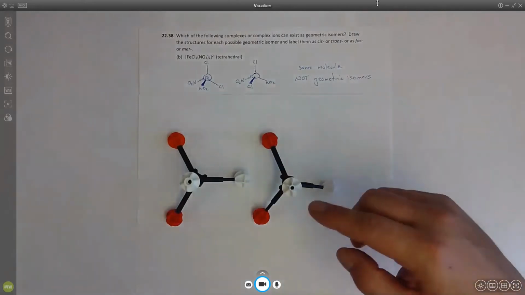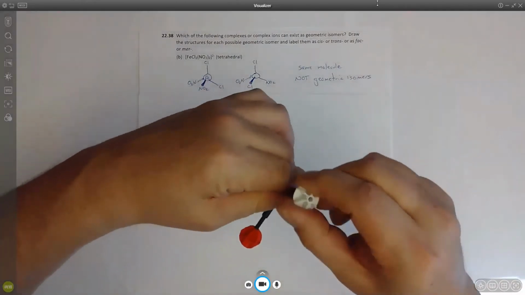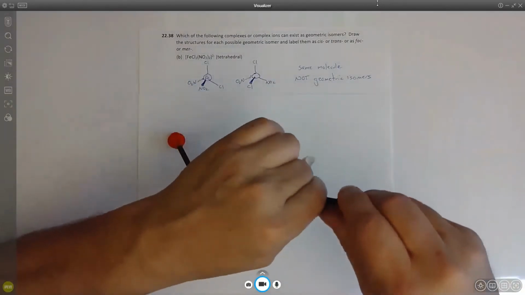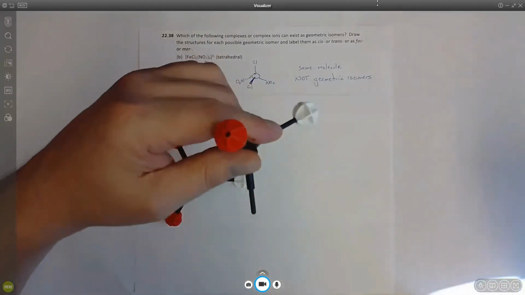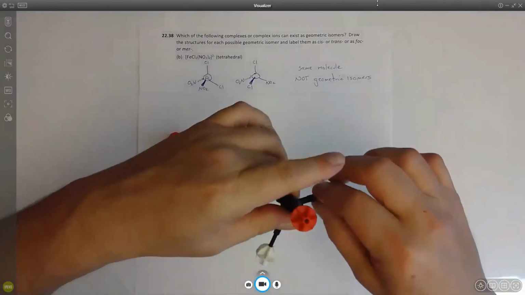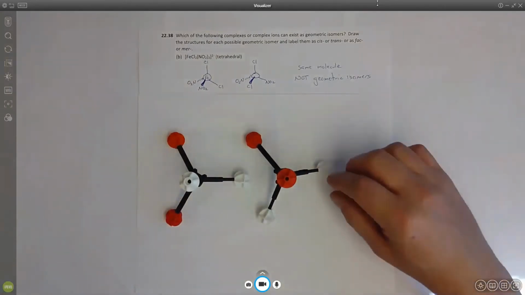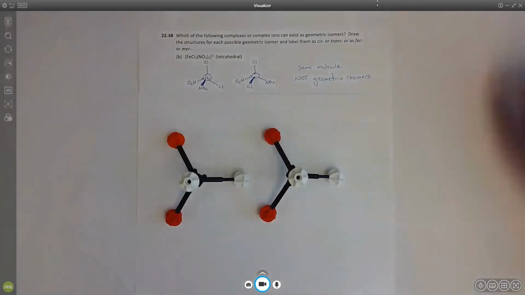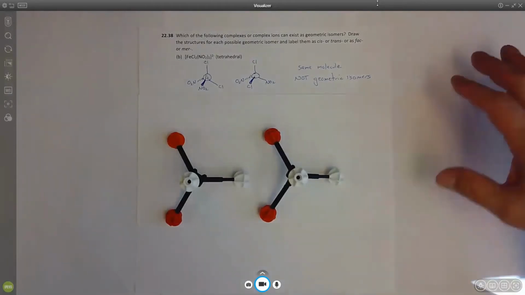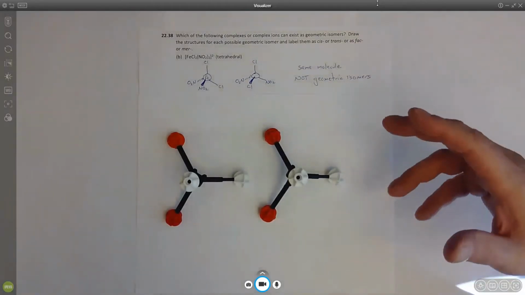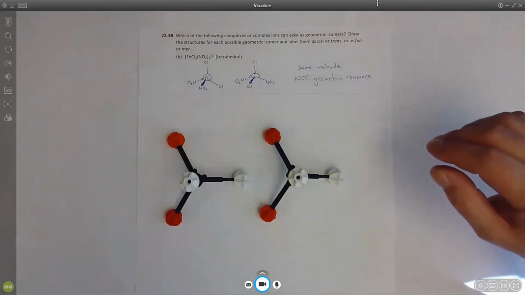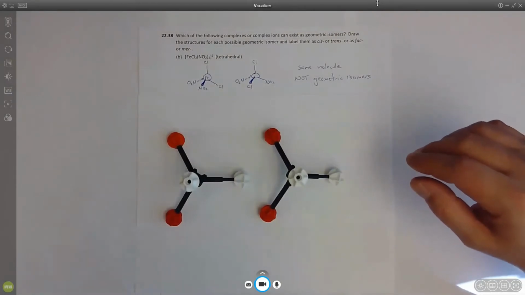Now you might say, well, okay, what if we switched, let's say, the chloride on top with one of the nitrites down below, right? To give us a structure that looked like this. Well, again, all we'd have to do is actually rotate it like that. And again, we're going to get the exact same molecule. So when you have a tetrahedral structure and you have two different ligands and two of each, there's no way to have a geometric isomer. They're always going to be the same molecule. You'll always be able to rotate them.